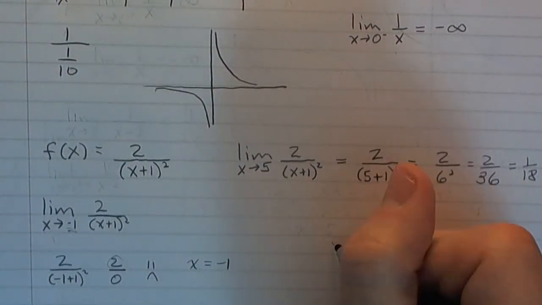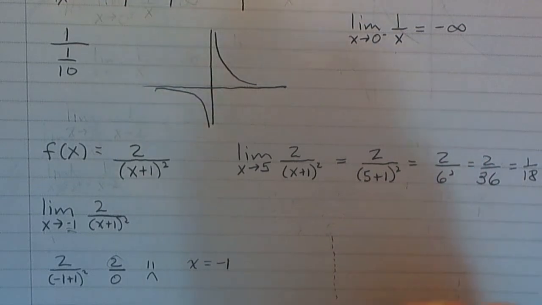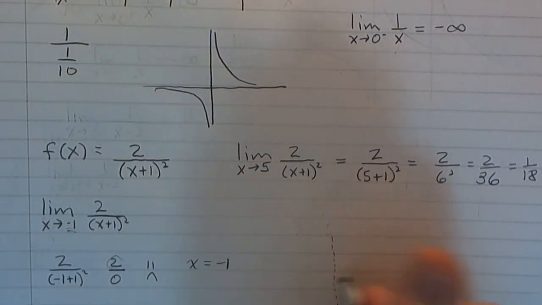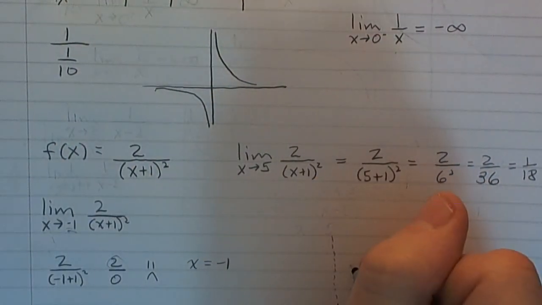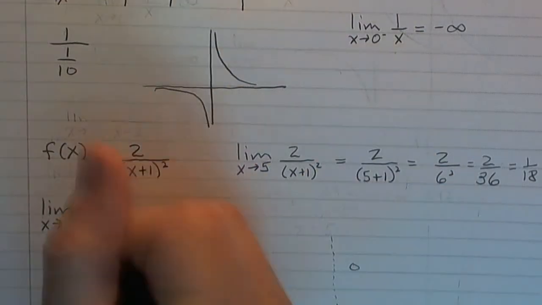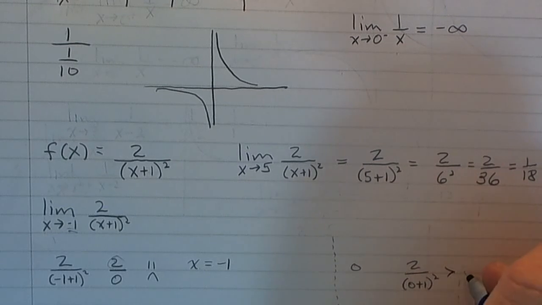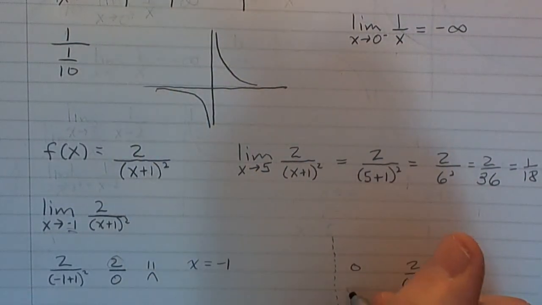So one of the things we could do is just test it out. You could say, okay, here's my negative 1. What's going on to the right of this thing? And that would be the right-hand limit. Well, if you go to the right, maybe pick a 0 and test it in here. Well, I have 2 over 0 plus 1 squared. Well, that's greater than 0, right? That's 2 over 1. So that tells me it's going off to positive infinity.